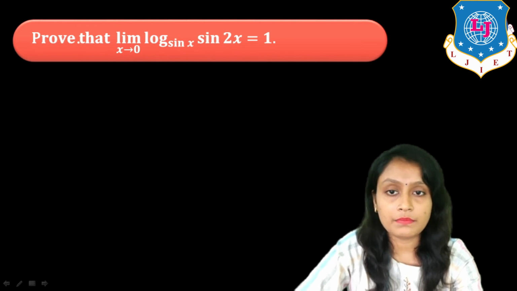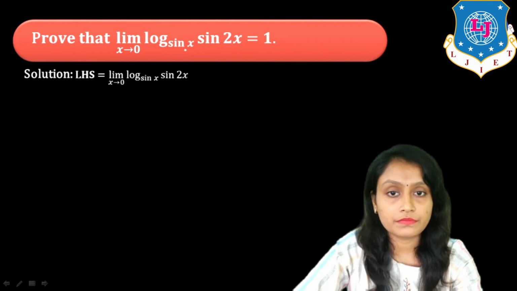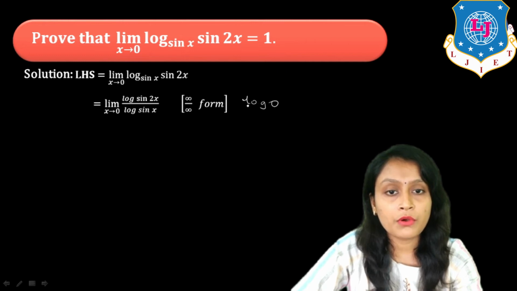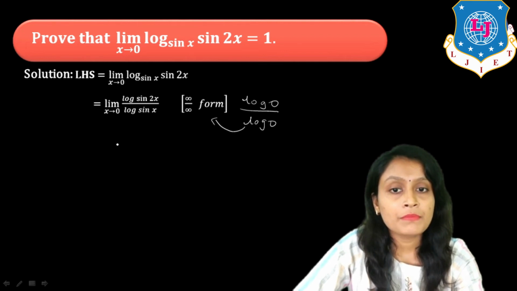Now another example: prove that limit x tends to 0, log base sine x of sine 2x is equal to 1. Let's begin with the solution. Consider this LHS. Now we will apply the log formula. So you will get limit x tends to 0, log sine 2x upon log sine x. Now if you substitute x is equal to 0, you will get log 0 upon log 0, right? So you will get this form, that is infinity by infinity form. So we will apply L'Hopital's rule.